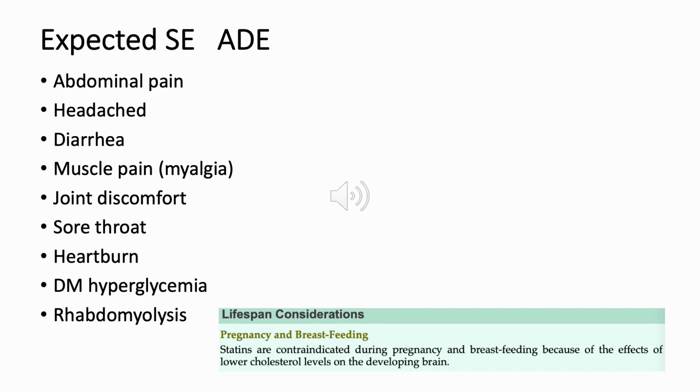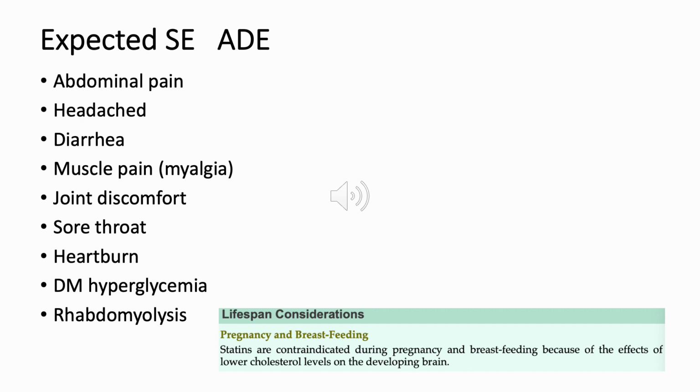Expected side effects. The most common side effects of statins are abdominal pain, headache, diarrhea, muscle pain, known as myalgia, and joint discomfort. Other side effects are sore throat and heartburn. Patients with diabetes may experience elevated blood glucose levels.